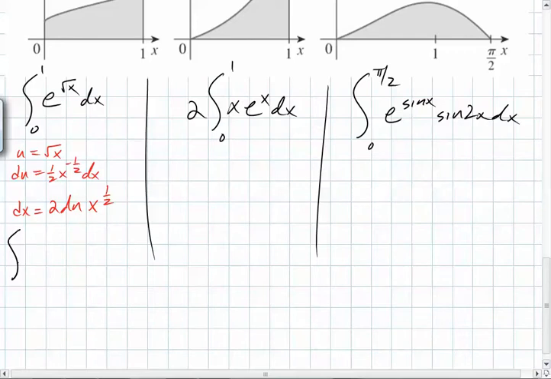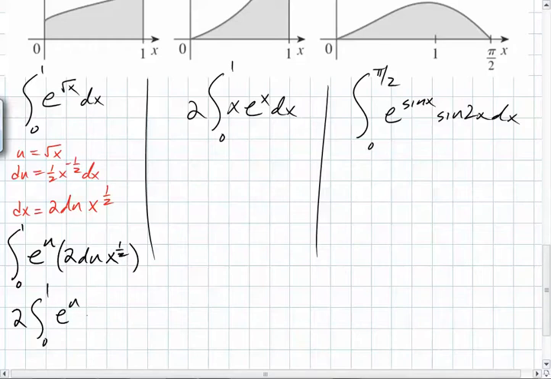U is the square root of x. But what's the square root of 0? 0. What's the square root of 1? 1. So it stays 0 to 1. But now you have e to the what power? E to the u. And instead of dx, what are you writing? 2 du times x to the what? To the 1/2. What can you pull out to the front? 2, 0 to 1 of e to the u times x to the 1/2 du. And you might think to yourself, man, I have two variables here, but what do you know? What does u equal?